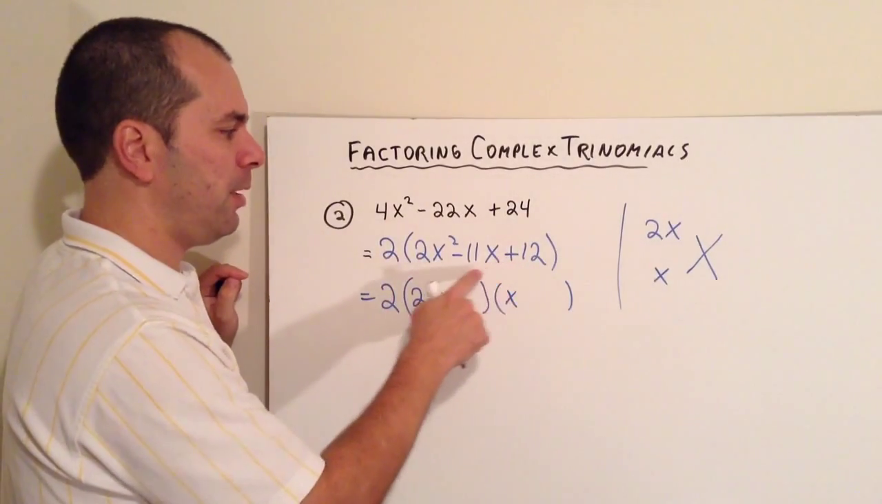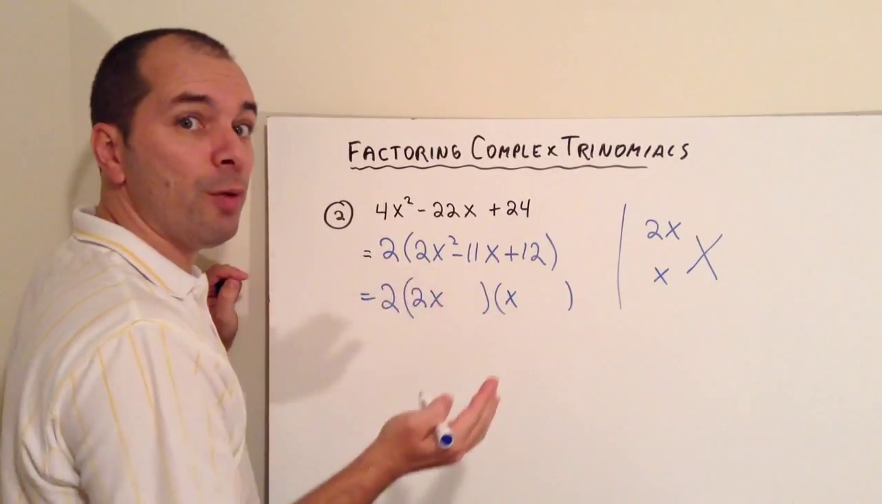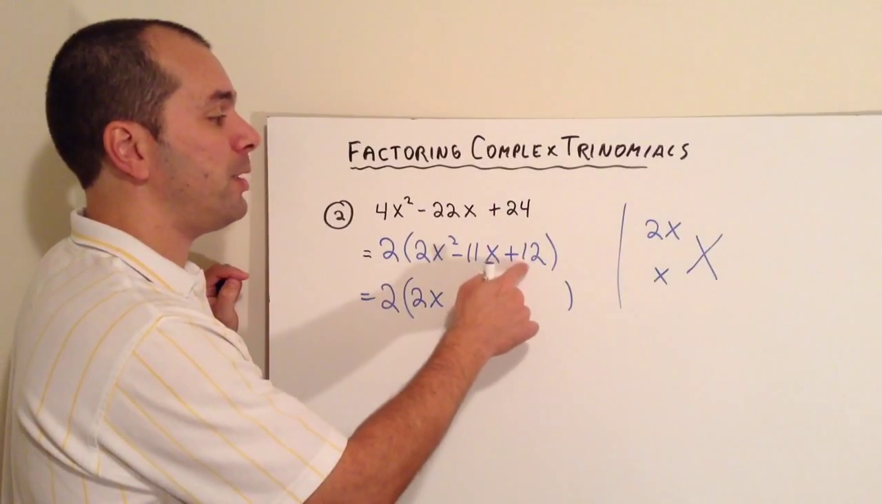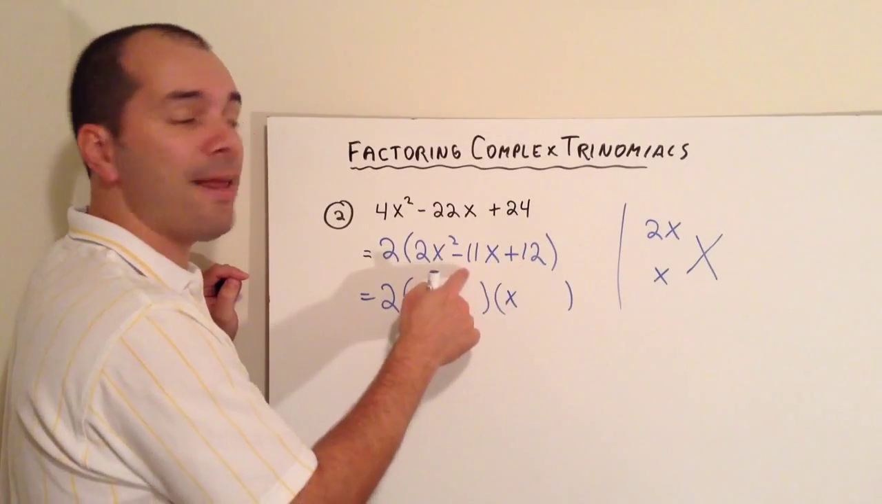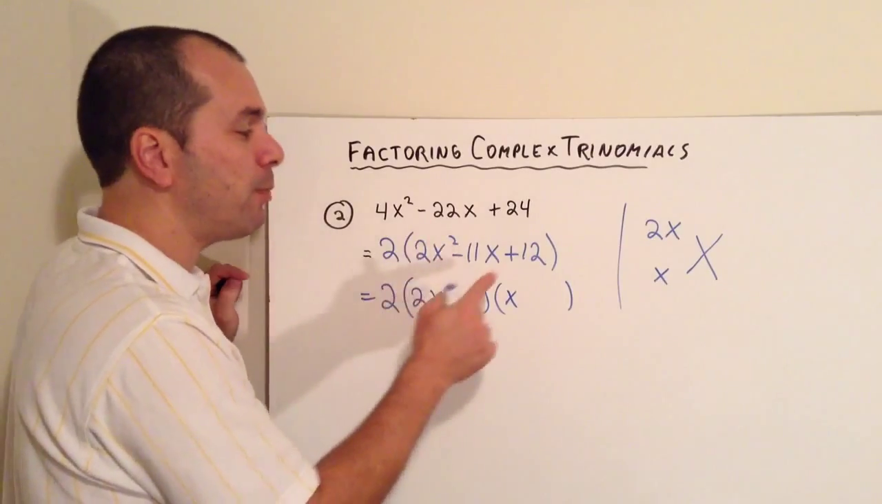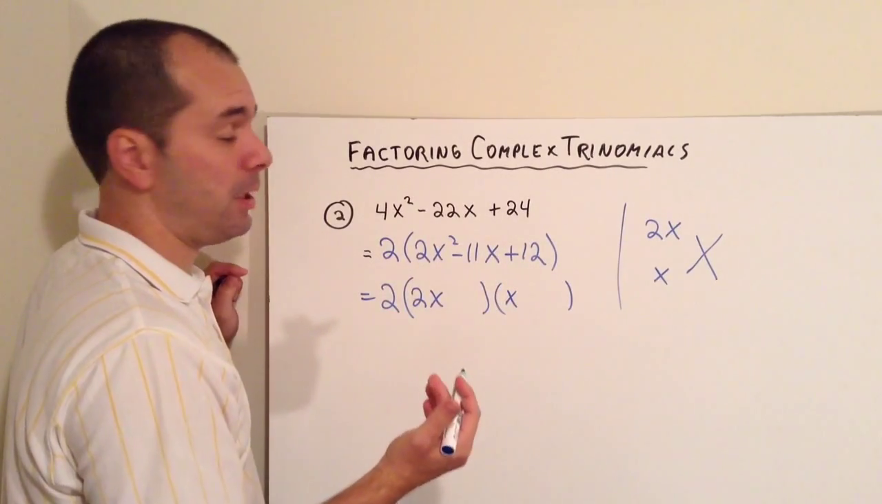This is positive, but this is negative. So I already know the signs. The two of them multiplied together give me something that's positive, but when I add them together it gives me a negative. Therefore I know that they're both going to be negative numbers. That seems to be the case.